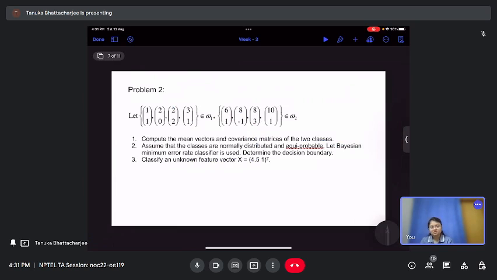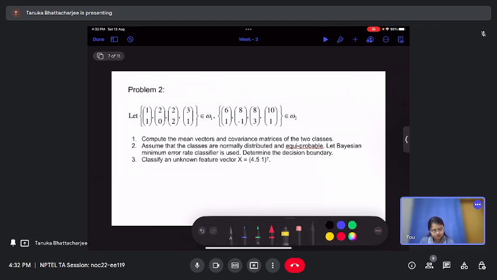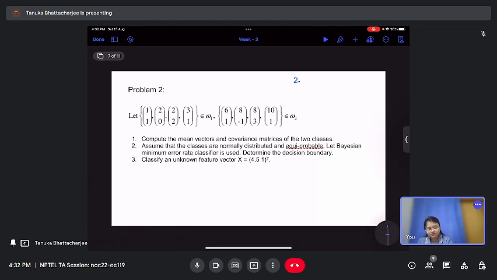The next problem is this. This is on the discriminant function for normal density. So here it is given that 4 samples are given for the class omega 1 and 4 samples are given for the class omega 2. So we can see that the feature vectors are 2D. We have two classes, omega 1 and omega 2, and these are some training samples from both the classes. The first question is, compute the mean vectors and covariance matrices of the two classes.